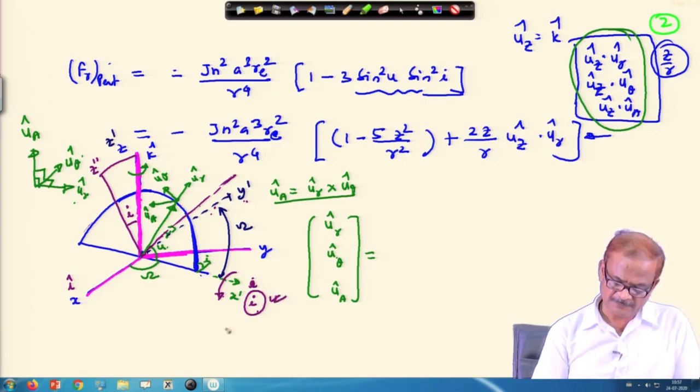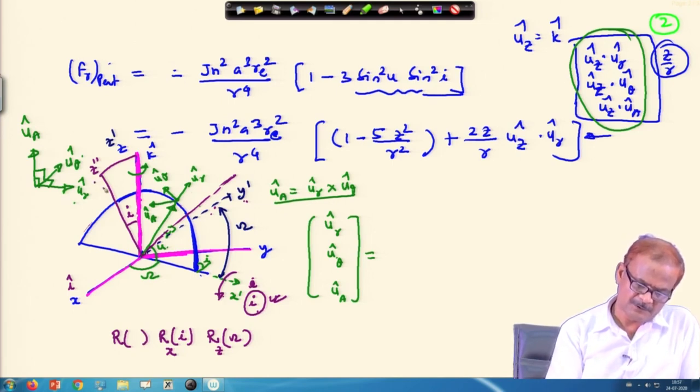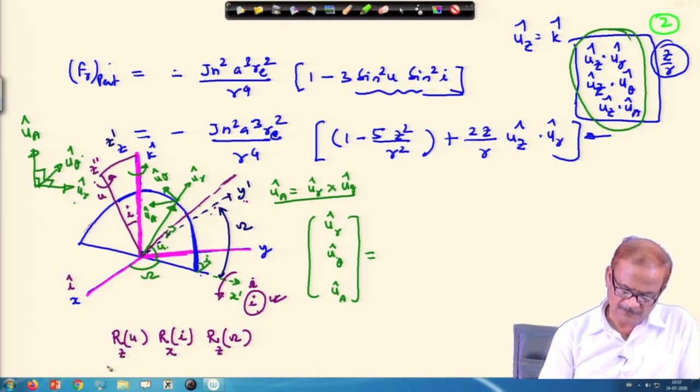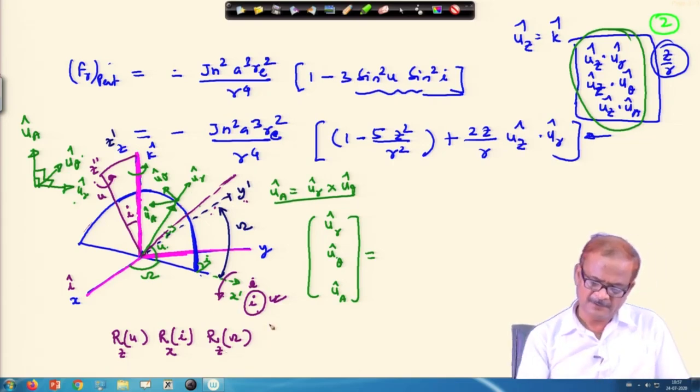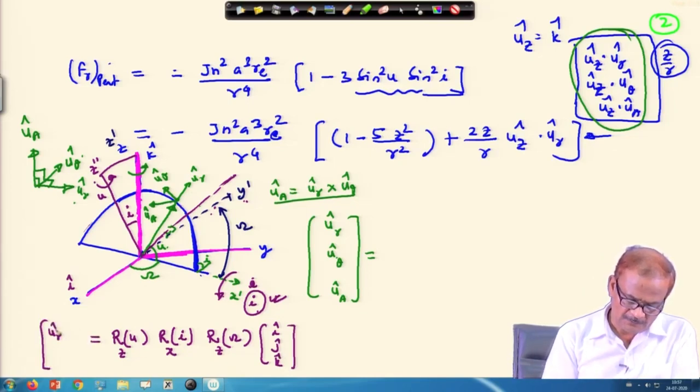Okay, so the first rotation we have done is by capital omega about the z axis. The second rotation we are giving by I about the x axis, the new x axis, and the third rotation we give about the new z axis, which gives the rotation by u. If we give this rotation by u about the new z axis, this will result in this series of rotations, and if you operate on the vectors I cap, j cap, k cap, it will result in the vectors u r cap, u theta cap and u z cap.